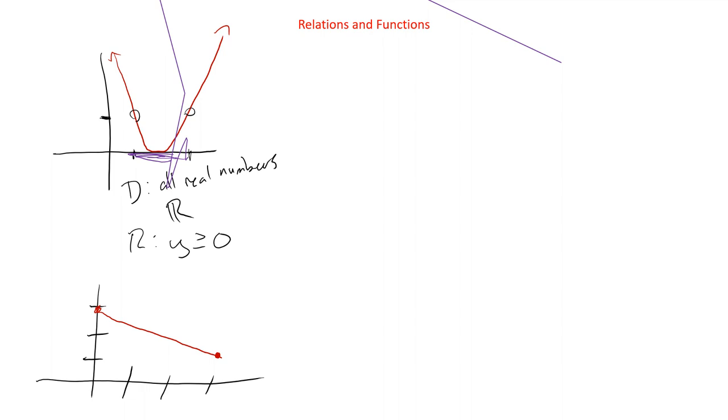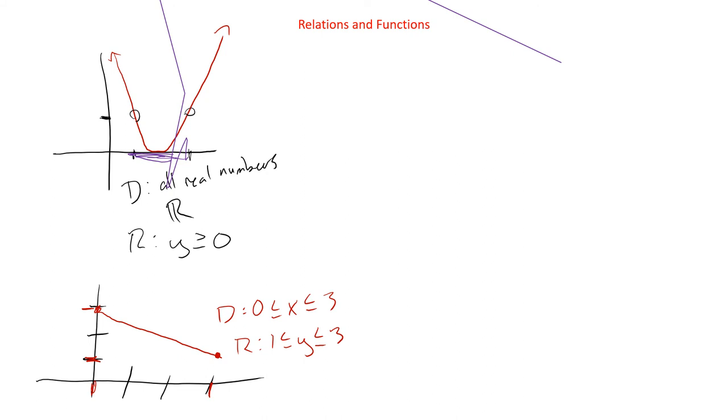And then the domain: what could x be? Well, x goes from 0 to 3, so it'll be greater than or equal to 0 and less than or equal to 3. The range, y, goes from 1 to 3. So 1 is less than or equal to y is less than or equal to 3. So that's how we would write it out if it was continuous.